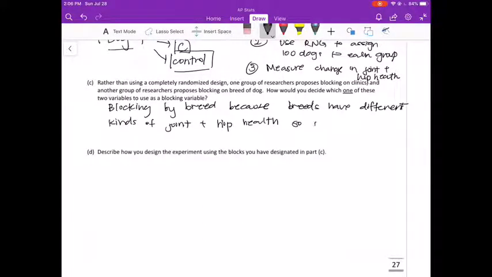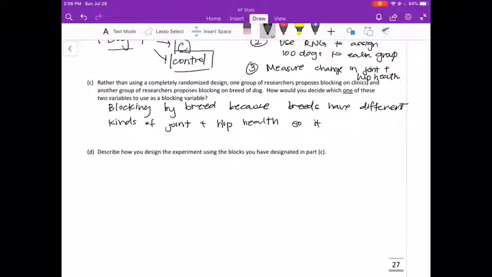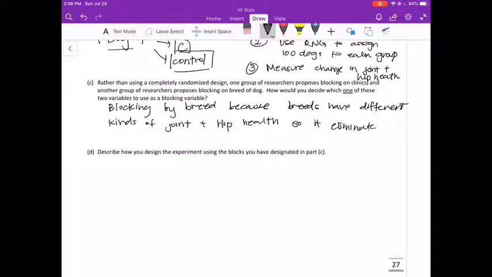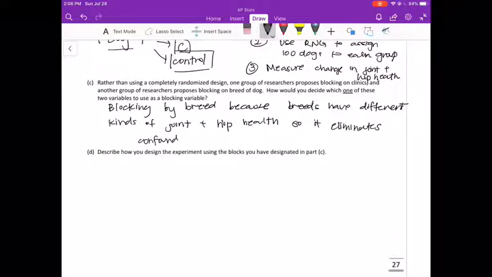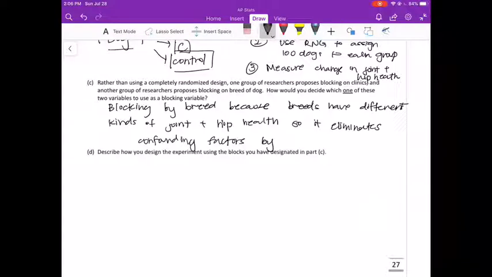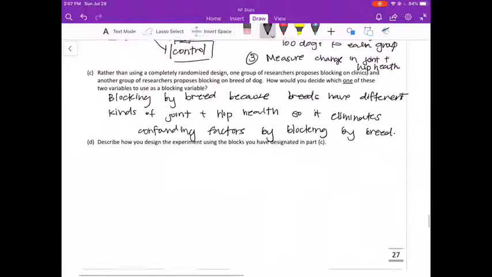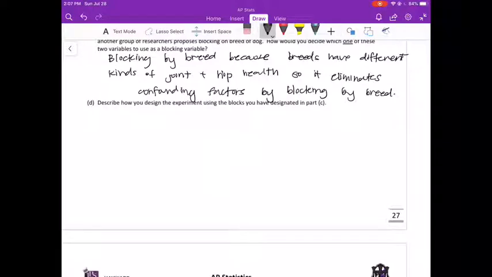So it eliminates confounding factors by blocking by breed. Okay, so like with a clinic, if you block by clinic, within the clinics there's still different types of dogs, so you can't tell if there's a change in joint health because of the medication or because of the different dogs. And one clinic might have more of one breed over another.